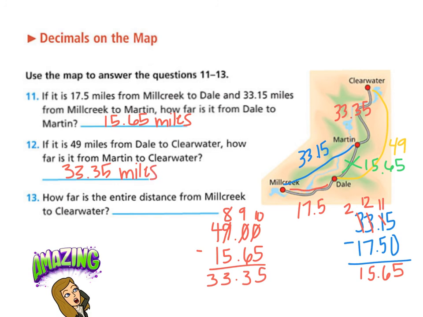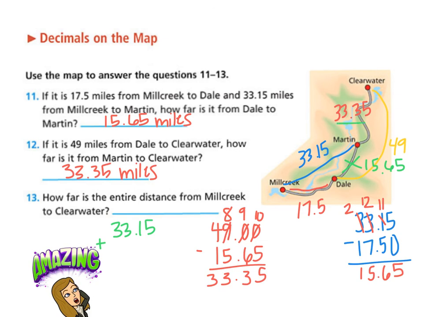And the final question says, how far is the entire distance from Mill Creek to Clearwater? All right, so let's see which numbers would be easiest to use. So there's a couple ways I could solve this problem. I could take Mill Creek to Dale, so 17 and 5/10ths plus 49, or I could take 33 and 15/100ths plus 33 and 35/100ths. Either way I solve it, I should get the same answer as long as I'm doing my math correctly. So I'm going to use the 33 and 15/100ths miles plus the 33 and 35/100ths.